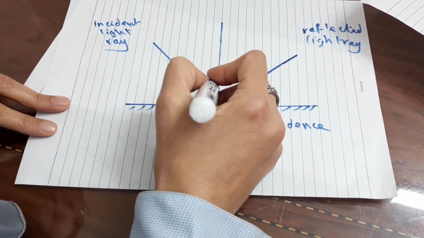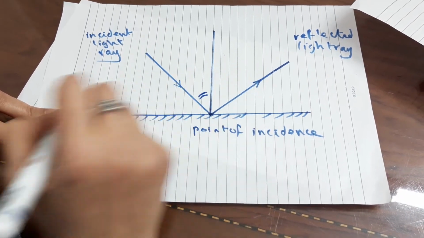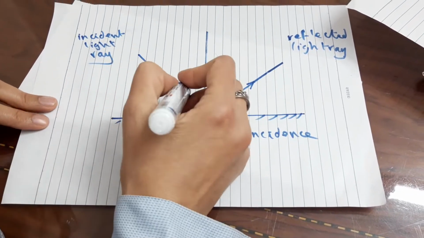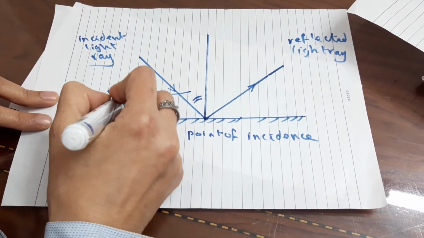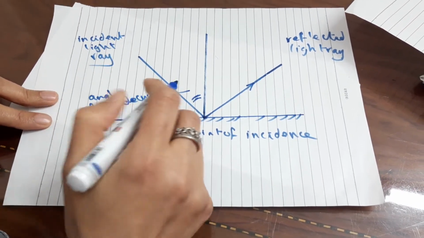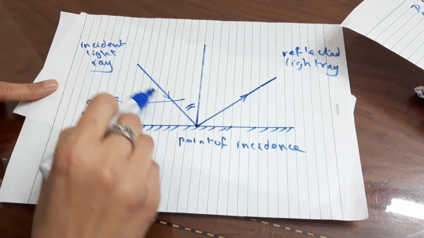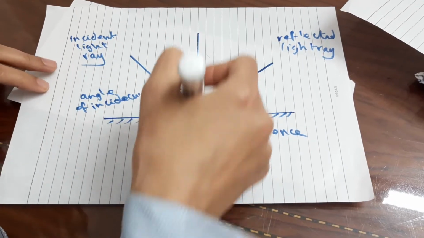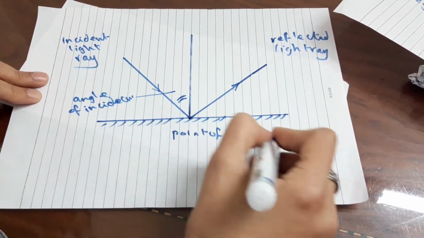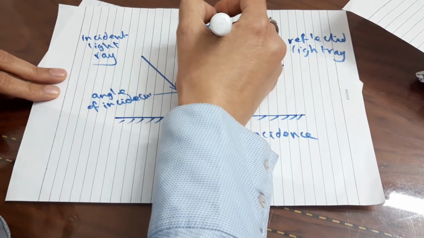One of them is this angle. What is the name of this angle? This angle is called the angle of incidence, and as you notice, it lies between the incident light ray and this perpendicular line. What is this perpendicular line? I made it from the point of incidence and it is called the normal.